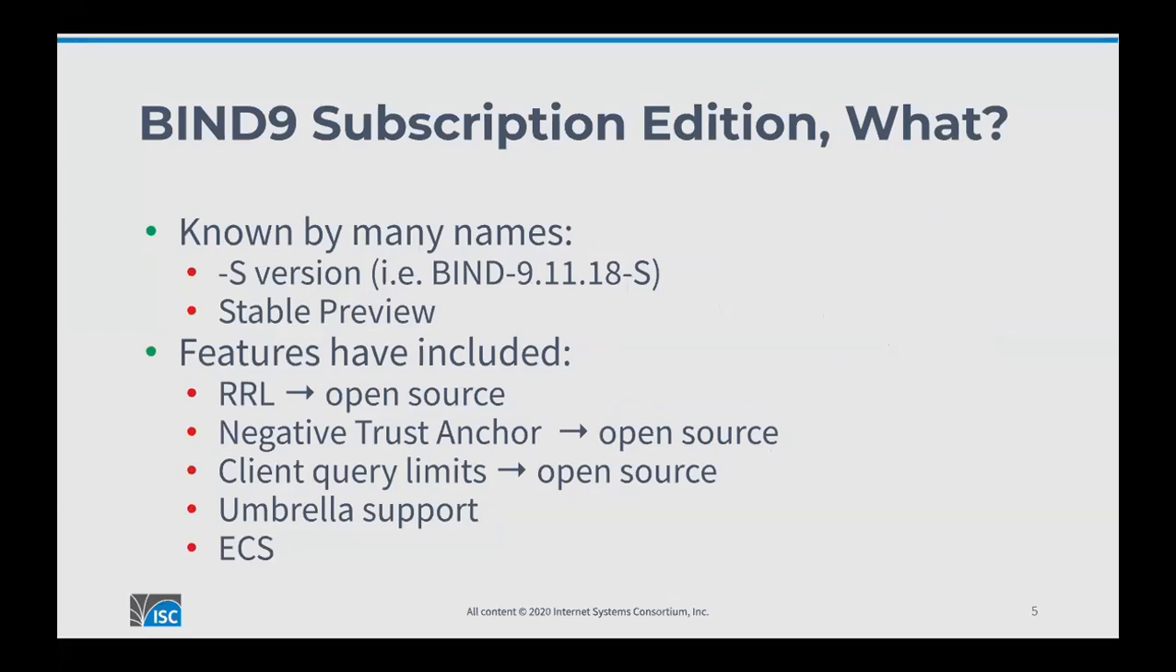So if you haven't heard of it before today, BIND9 Subscription Edition is one of the names. You'll hear some other names as well. If you're the technical person installing Bind at the command line or however you install it these days, you'll see it named with the -S on the end of the naming string. So for example, BIND9.11.18-S. The other name that we often use is Stable Preview.